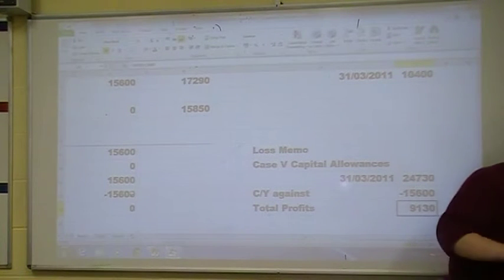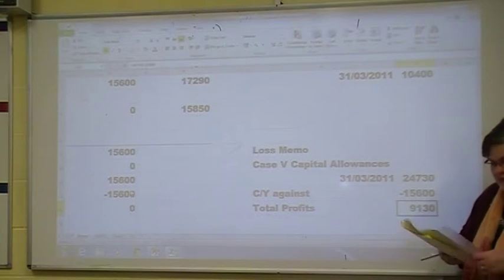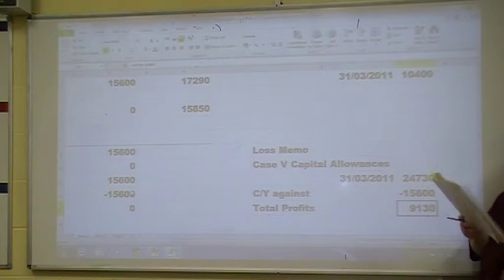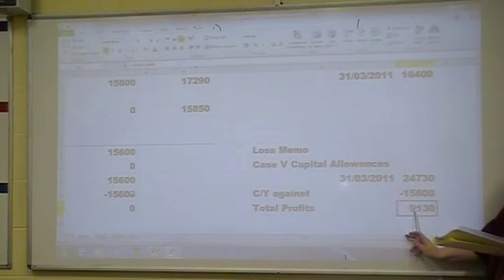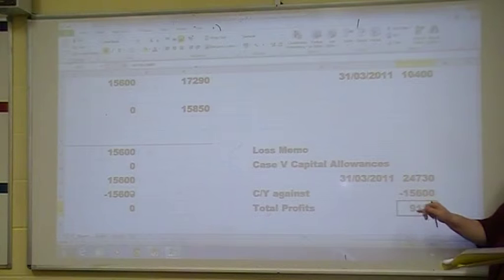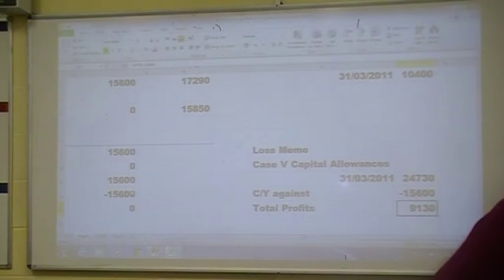So my case 5, this 9,130 that I actually have, I can decide now to set against total profits for the immediately preceding period of the same length. So I can go back to March 10 and put that 9,130 against it. So we go to a prior year against total profits again.